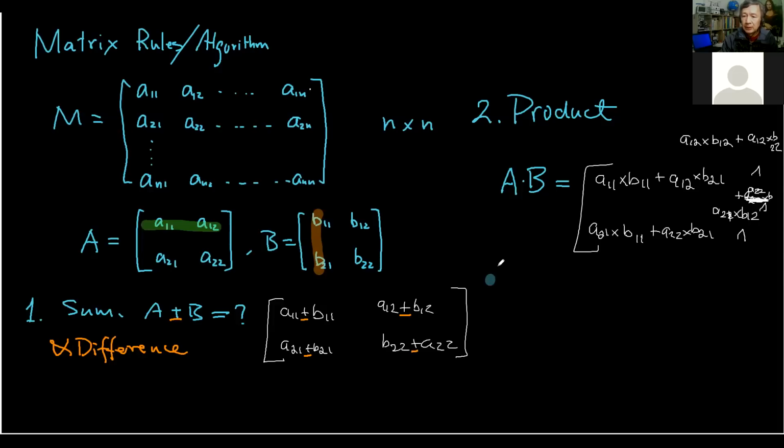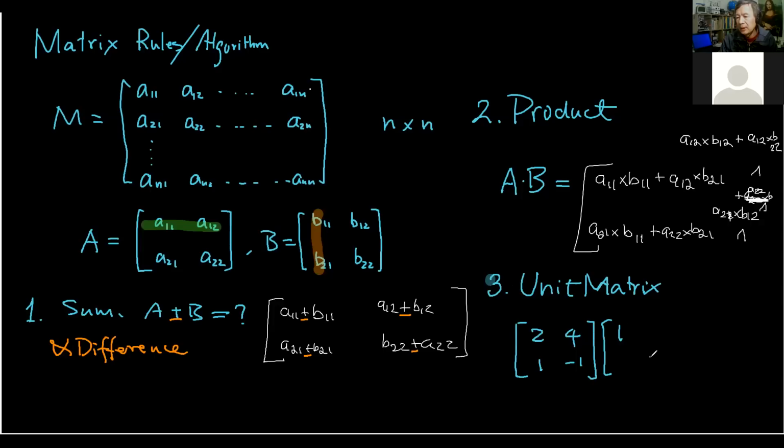Okay. Unit matrix. That's the 1, 0, and then 0, 1. Let's try, for example, how about the matrix 2, 1, 4, -1 times the unit matrix 1, 0, 0, 1. Do you want to try this?